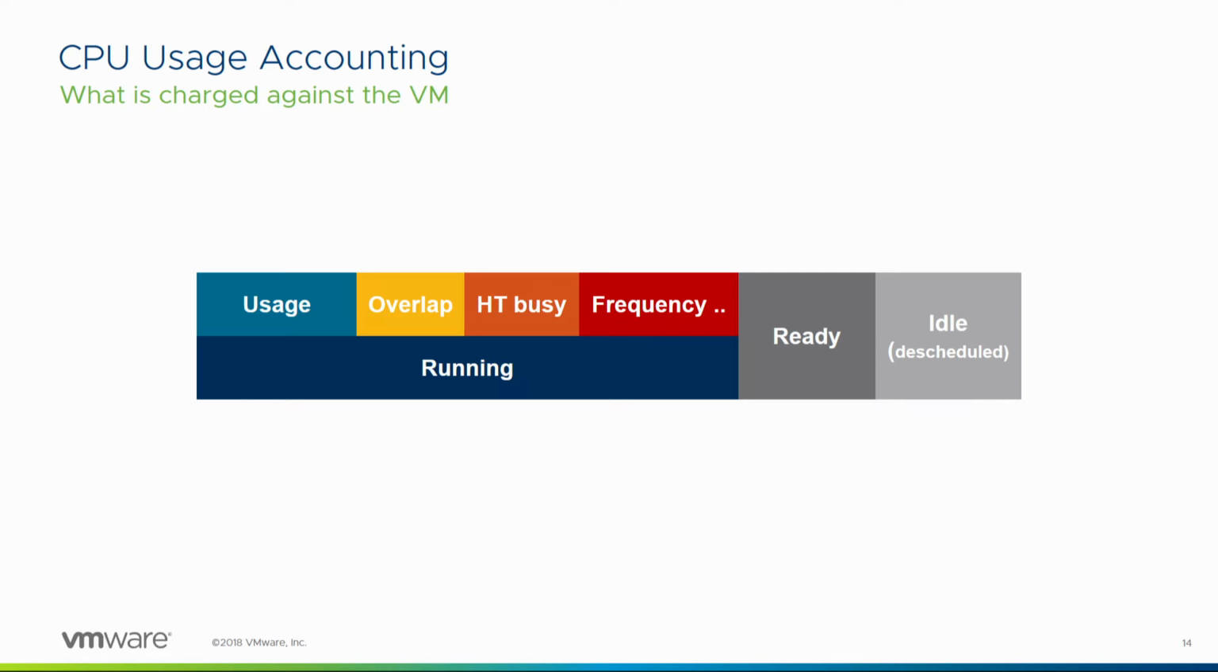HT busy is the cost or the impact of hyperthreading. I'm going to go into hyperthreading a little bit later, but it's basically if two things run at the same time on the same core, both of them will not run as fast as they would if there was nothing else on the hypertwin. There's a certain cost, and that is also deducted from usage. And then there's frequency. We know that the frequency of a CPU should not be the main decision for buying a CPU, but everything else being equal, the frequency on the same CPU obviously is the most important criterion.